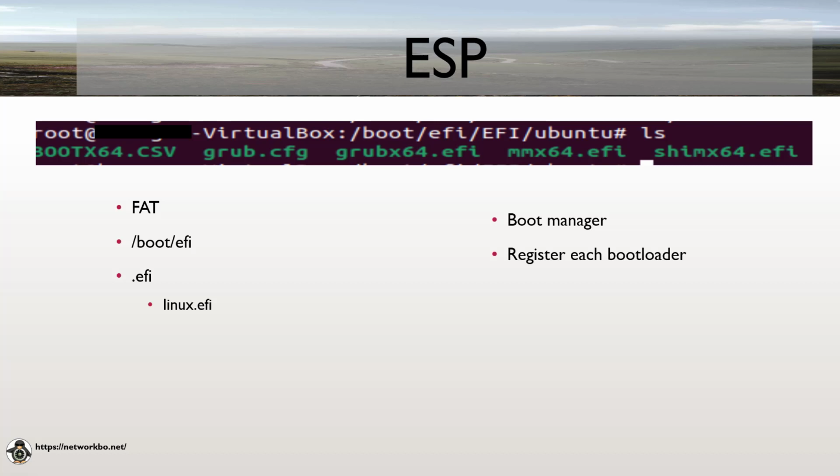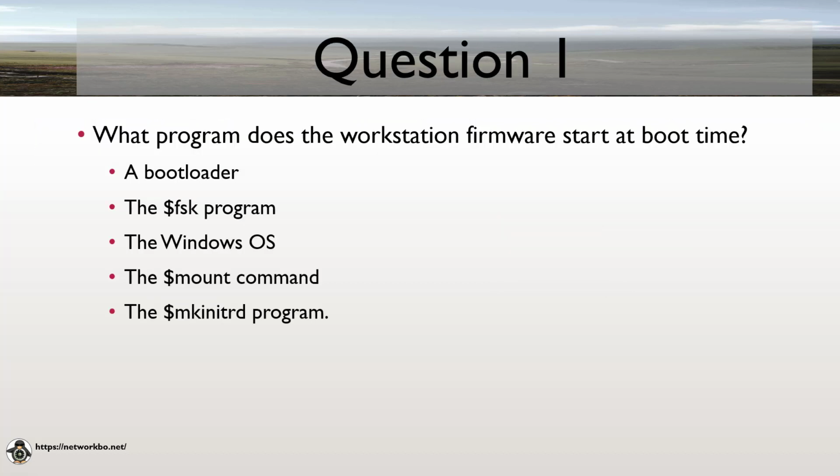You need to register each individual bootloader file you want to appear at boot time in the boot manager interface. Then you can select the bootloader to run at each system boot. Once the firmware finds and runs the bootloader, the firmware's responsibility in the boot process is done. The next step is all the bootloader's process, which is a little bit complicated, and we'll cover that next time. So, review question time.